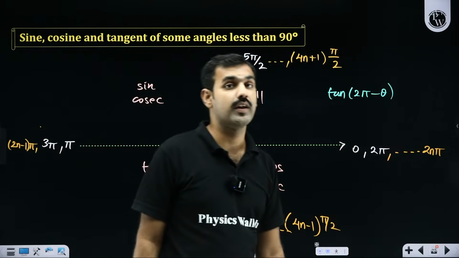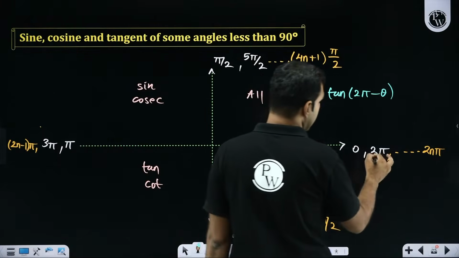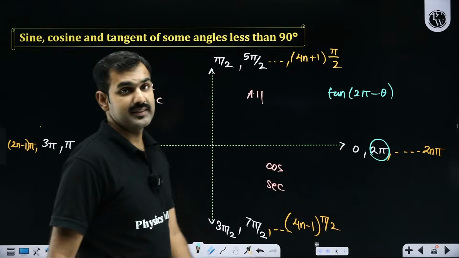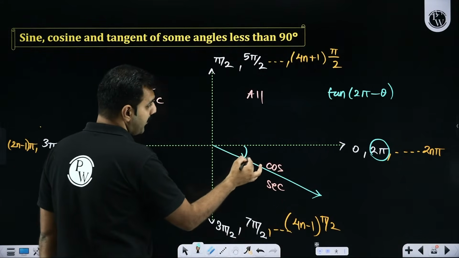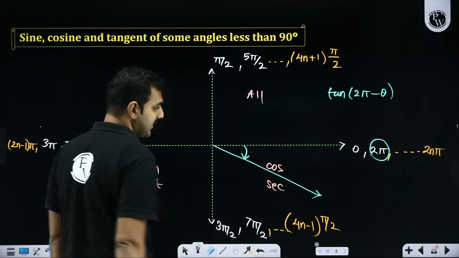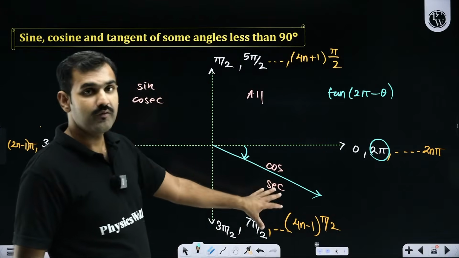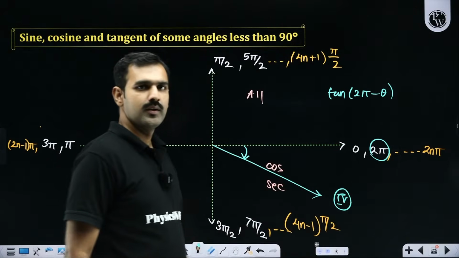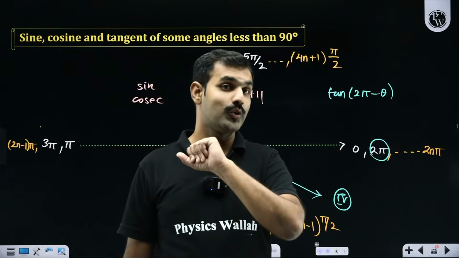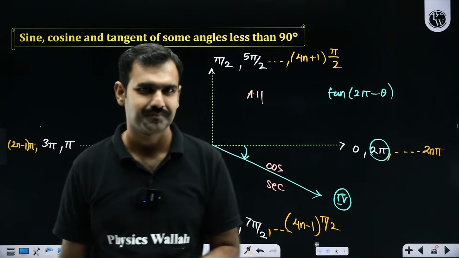First of all, locate where 2π is. So 2π you find here. Minus, if you do, that means you move clockwise. So this will be 2π − θ, which means now I am where? I am clearly in the fourth quadrant. So if I am in the fourth quadrant, what will I see?